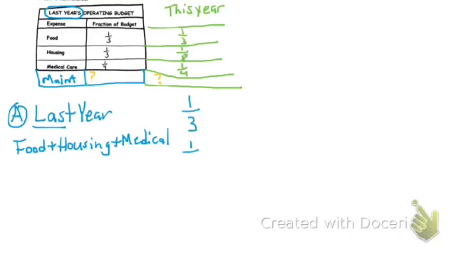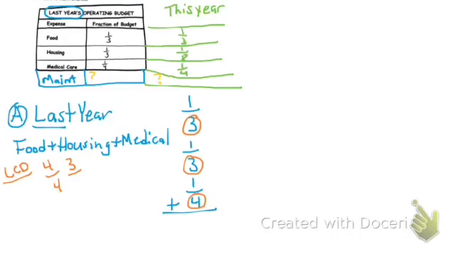So I have my 1/3 for my food, plus my 1/3 for my housing, plus my 1/4 for my medical care. Now in order to add fractions, I need to have common denominators, and my denominators are 3, 3, and 4. They're not all common. So first I need to find my LCD of my denominators, which are 4 and 3, right? Because the first 2 ones are 3, they're exactly the same, so it's 4 and 3.